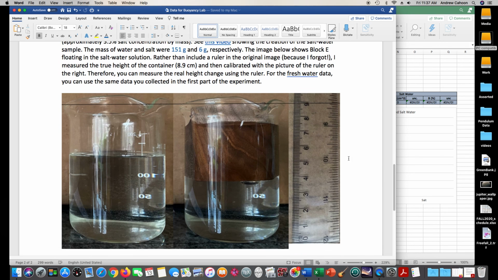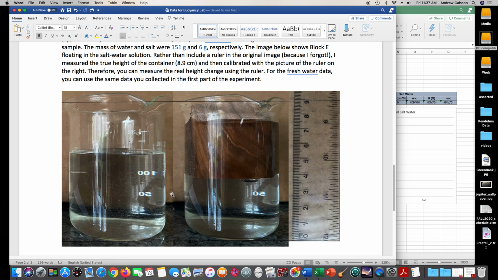I did this one a little bit differently because I forgot to include the ruler beforehand in the images as I was taking them. So instead, I measured the height of the containers and then took an image of the ruler and blew it up and calibrated it so that the height of the ruler matched the height of the containers in real life. So you can actually read the height change by using the ruler here. Measure the height at this level, compare it to the height of the water at this level, and that's your height change in water.